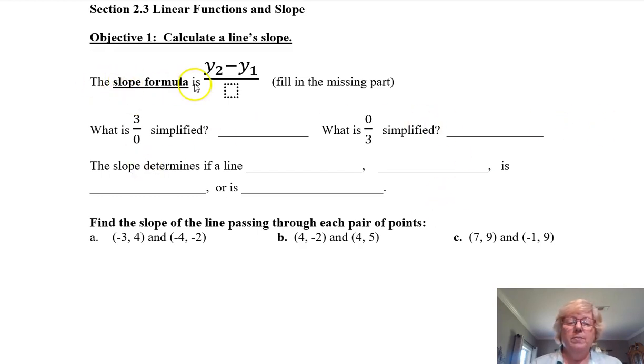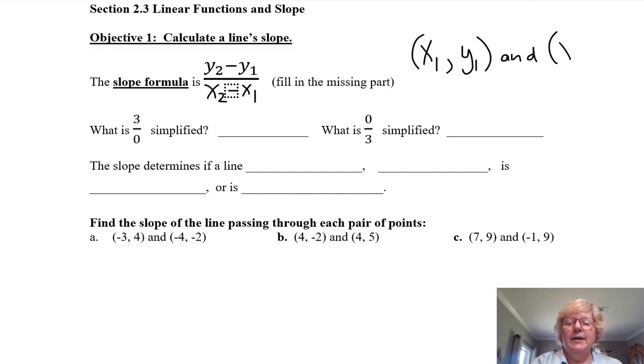Well, the slope formula is y2 minus y1 over x2 minus x1, where you have two ordered pairs, x1 comma y1 and x2 comma y2. So those numbers, y2, y1, that doesn't stand for y squared or anything. Those are just identifiers for ordered pairs that you will be given.